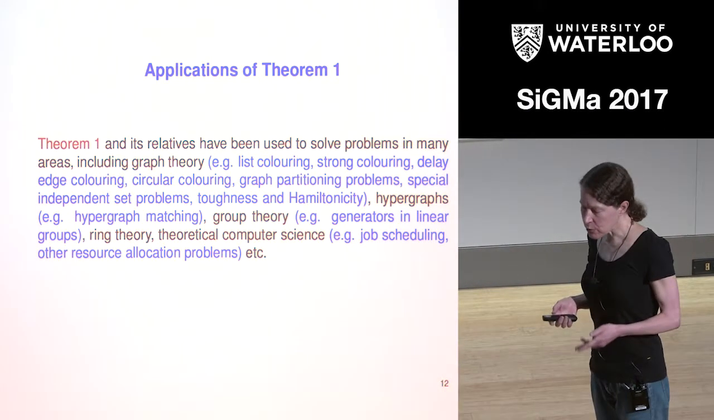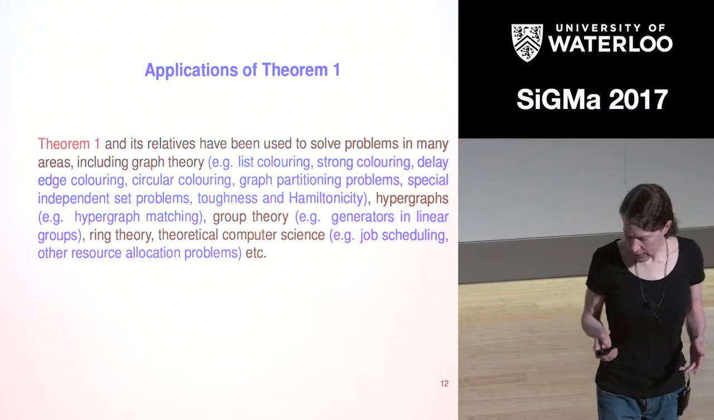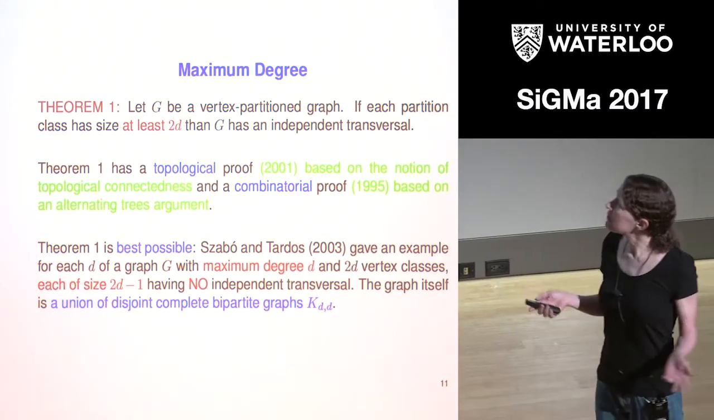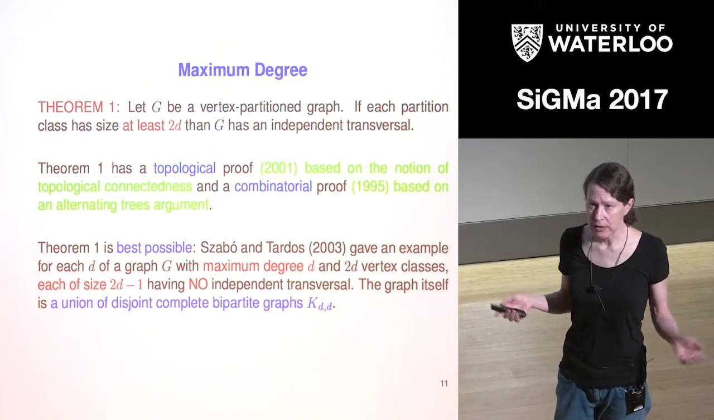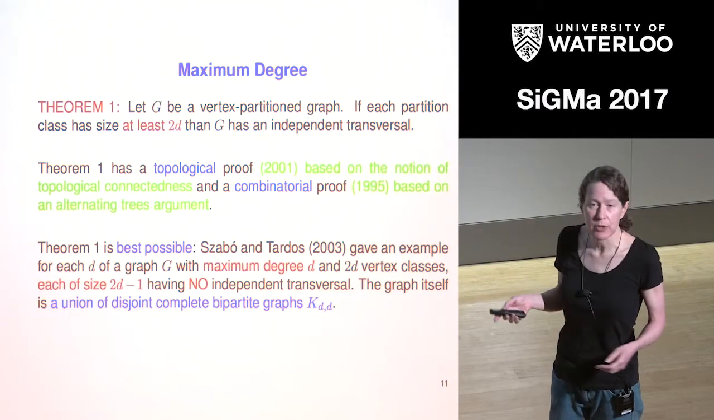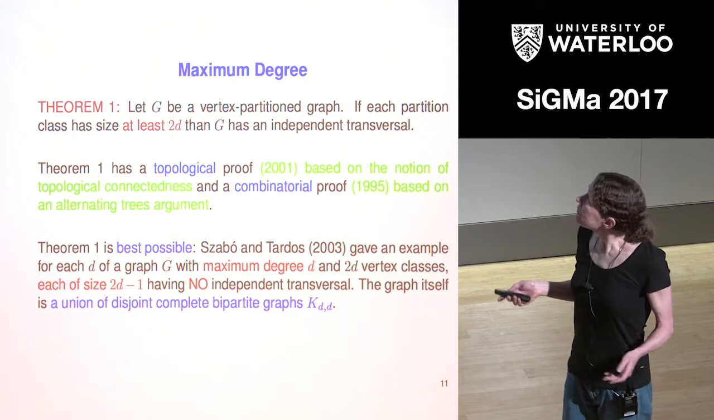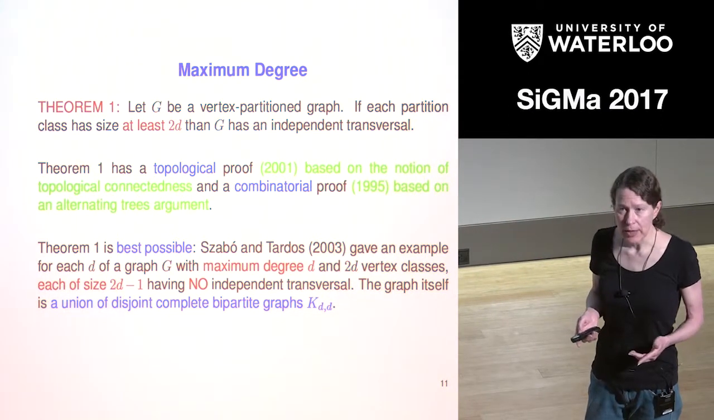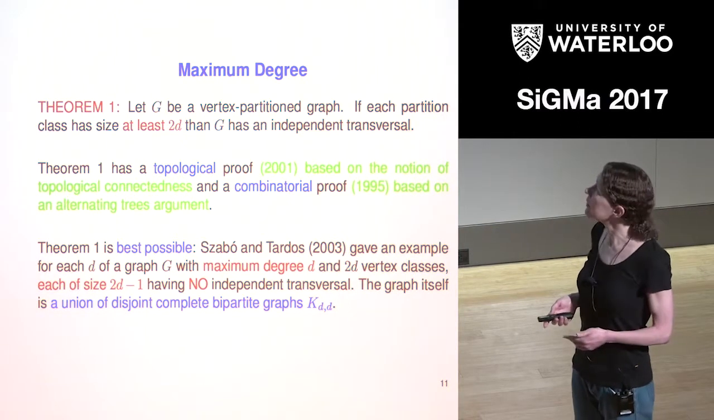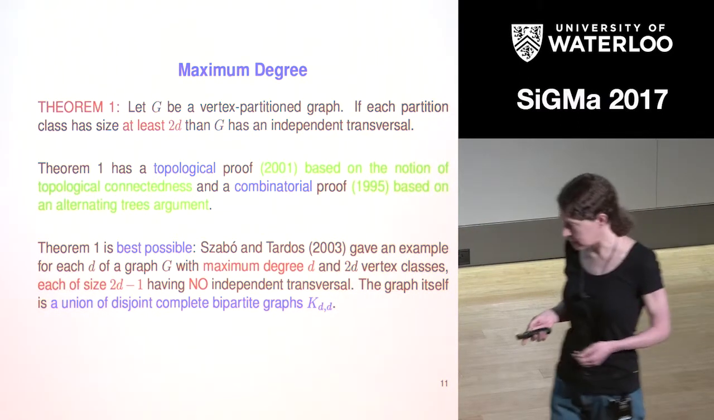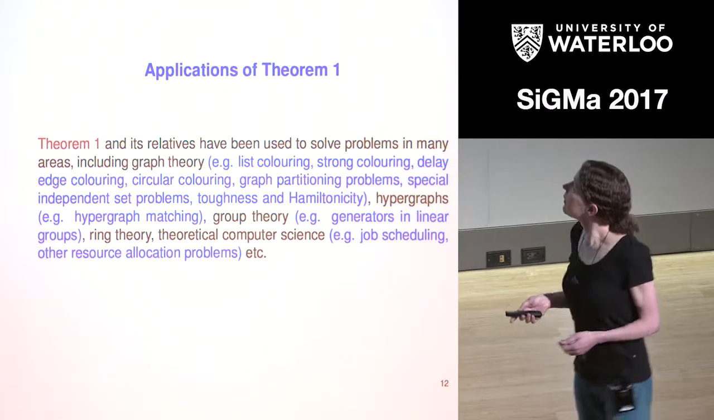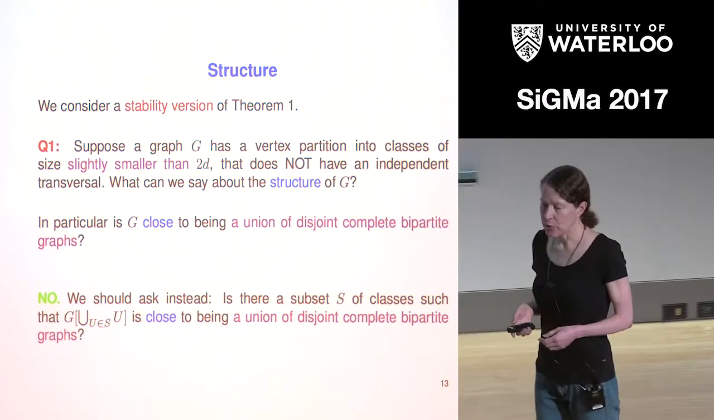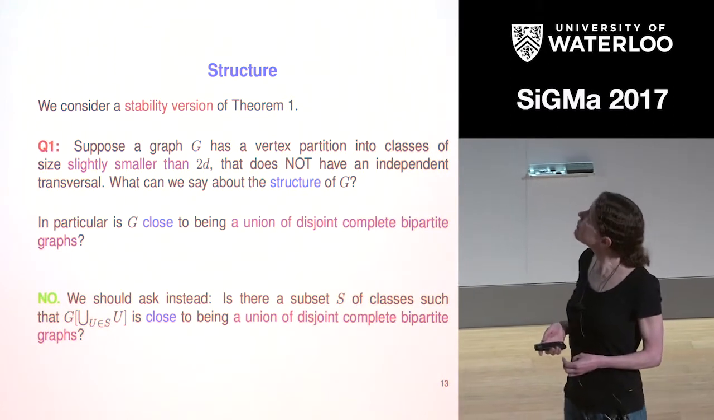So this provides motivation for asking: can we say anything more about Theorem 1? It just says you have this d, you have these class sizes 2d, and there is an independent transversal. So I'm going to talk about one structural aspect of this question and one algorithmic aspect, and that's going to be my topic here. First of all, the structural aspect. Here's a so-called stability question.